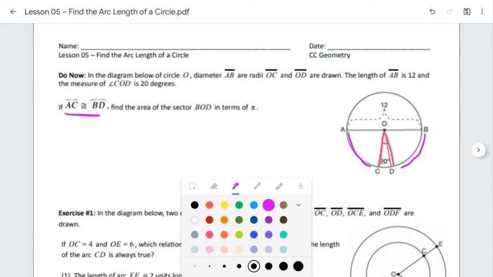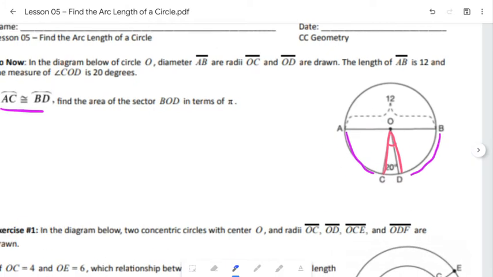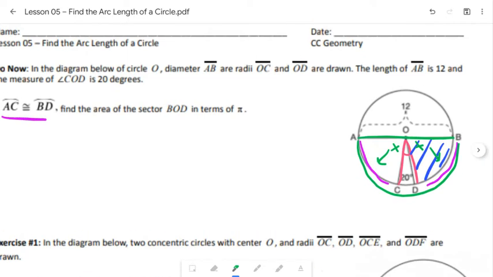When I look at this, first off, I'm trying to find the sector BOD. There are a couple of pieces I've got to make sure I don't get tricked by. First off, I need to realize that my diameter is drawn, which means the angle there would be 180 degrees. Well, we have 20, and we know these two angles have to be the same because they're across from those congruent arcs. So when I take 180 and subtract 20, I get 160 degrees. I'm dividing that by 2 to get 80 degrees. So already, my 80 degrees is the portion that I'm looking at.